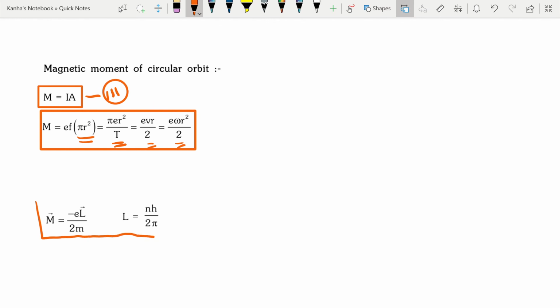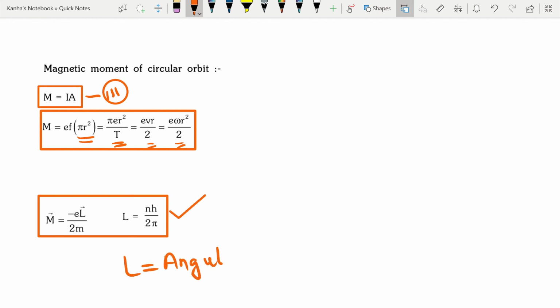For an electron, or for a charge moving in a circular orbit, you have the magnetic moment written as minus E times L by 2m, where L is given by nh by 2 pi. Here L is the angular momentum, E is the electronic charge, and m is the mass of the electron. This is a very important relation, and it often helps us in solving several types of problems.